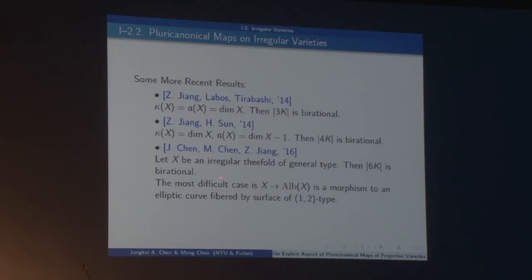Also, I would like to mention that in the study of threefolds, the most difficult case is when the Albanese map is a morphism to an elliptic curve, fibered by surfaces of (1,2) type. By surface of (1,2) type, we mean that for surfaces of general type, the fifth canonical divisor is always birational, and there's only one exceptional case where the fourth canonical is not birational. So this is the extreme surface of general type in some sense.